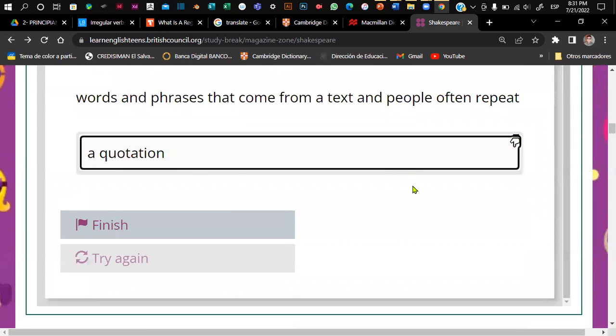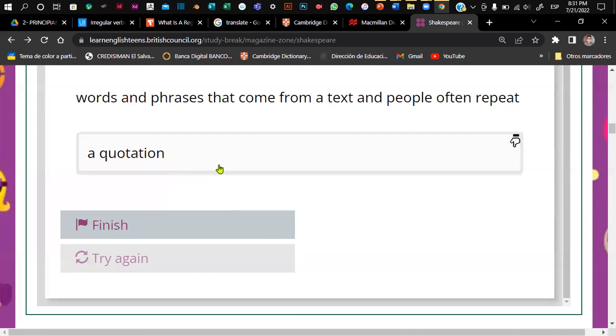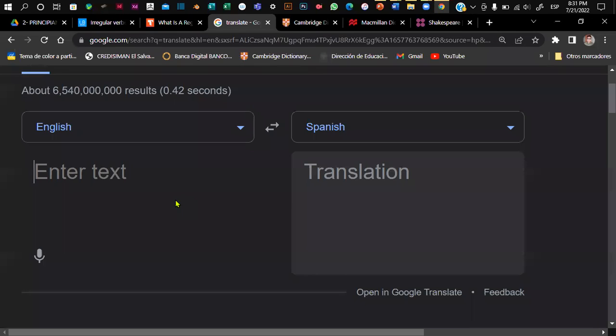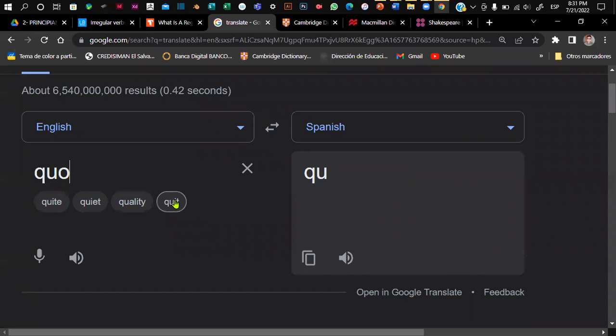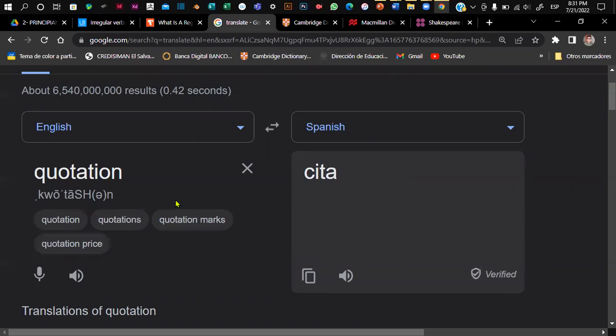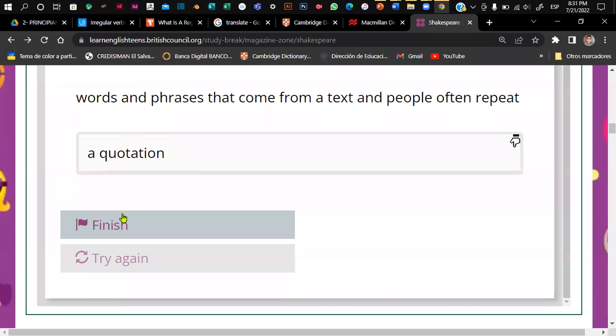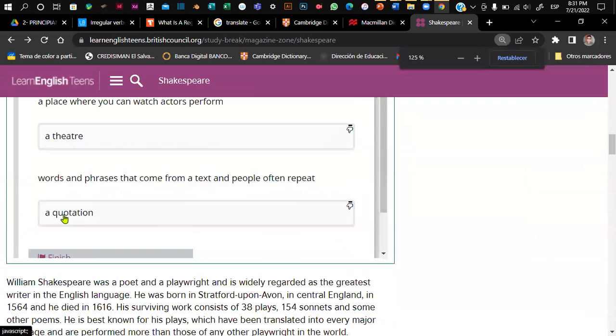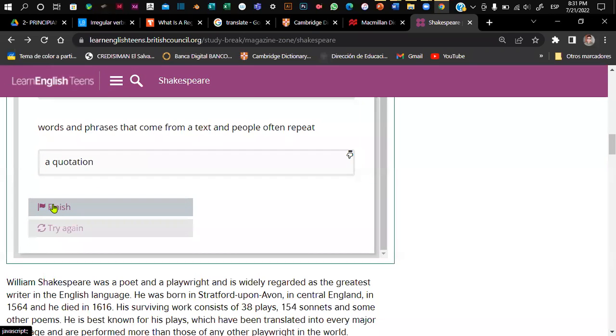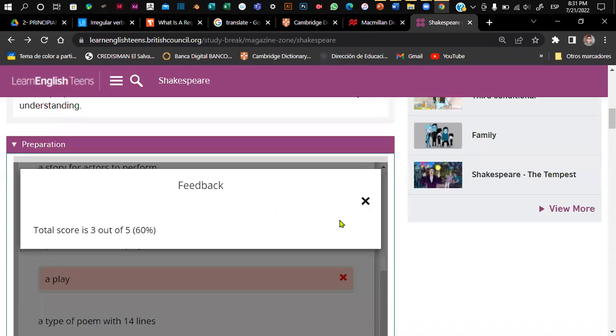A quotation. What is quotation for you? What is quotation? No idea? Quotation? I don't know. Quotation is from someone famous. Quotation. Una cita. Okay, good. Okay, let's check and finish to see how good you did. Finish and look at the answers.